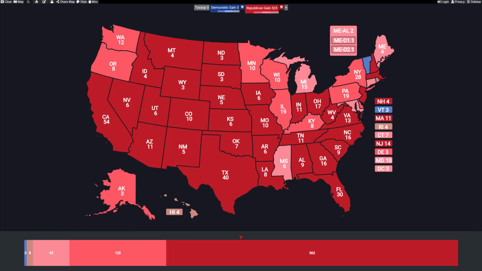So what are the takeaways from this? Well, it's clearly a very solidly red map. The only exception, of course, is Vermont. Vermont used to be a reliably Republican state, but it got a little bit bluer in 1980, and there's not really a whole lot else to say about these shifts.